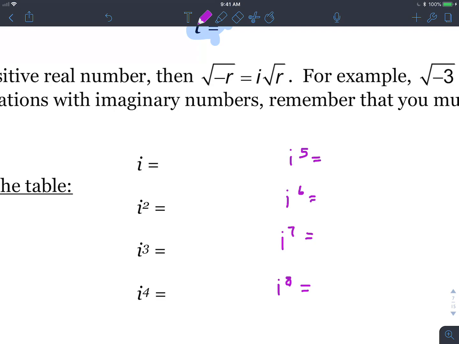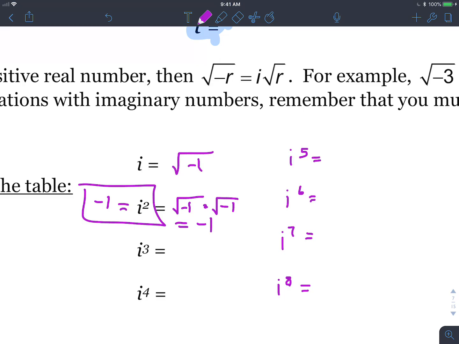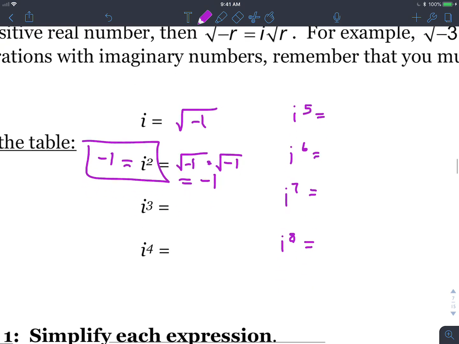We said i is the square root, and since there's no number, there's an implied 1, so it's the square root of negative 1. If we have i squared, this is like saying the square root of negative 1 times the square root of negative 1, which equals just regular negative 1. So one big thing is we're always going to say i squared is equal to negative 1, and we'll use that quite a bit today.